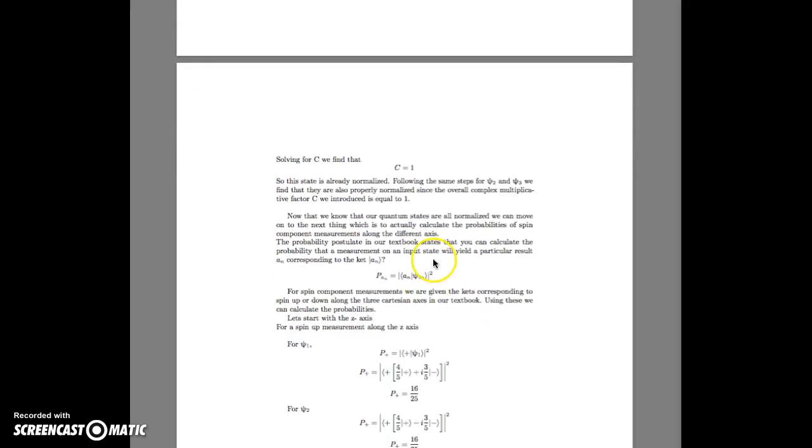Now we know that our quantum states are all normalized. We can now move on to the next thing, which is to actually calculate the probabilities of the spin component measurements along the respective axis. The probability postulate in our textbook states that you can calculate the probability that a measurement on an input state will yield a particular result, a sub n, corresponding to the ket a sub n, using this formula.